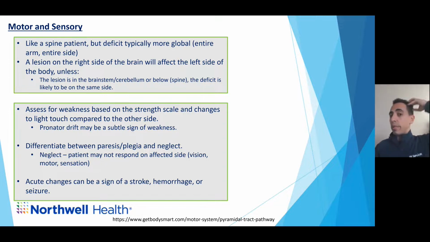So with the upper cortex, if you have a problem on the left side, the right side is affected, but if you're at the brainstem or below, that's going to be on the same side. And again, we'll talk about that in the cranial pathologies aspect, to localize where those lesions are for you to understand. But it's important to assess weakness.